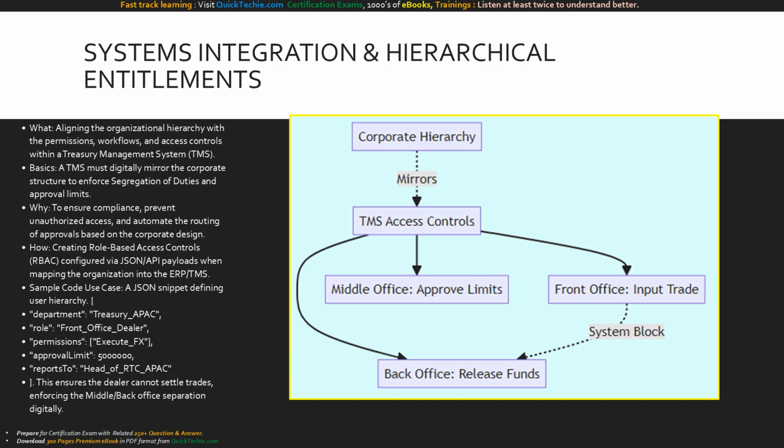Why? Because a policy on paper is useless if your software allows a single user to both execute and settle a trade. How do we build this? By using role-based access controls when configuring the system. Let's look at the sample code on the slide.